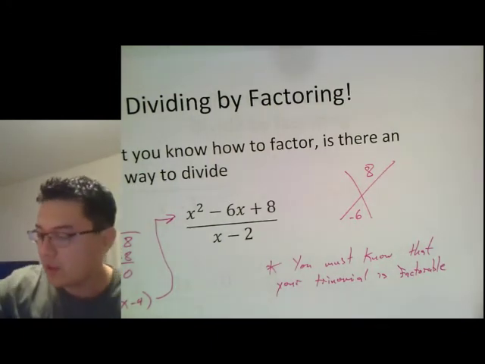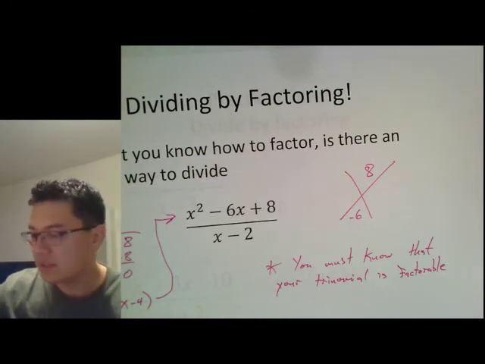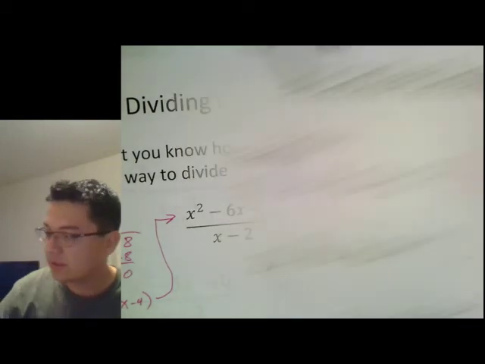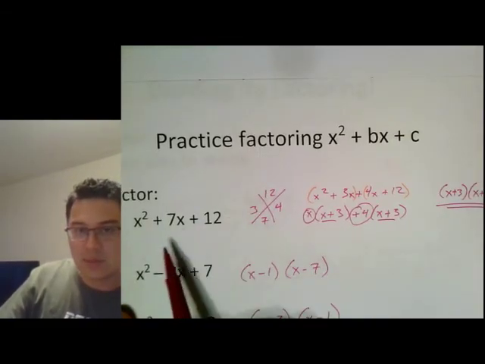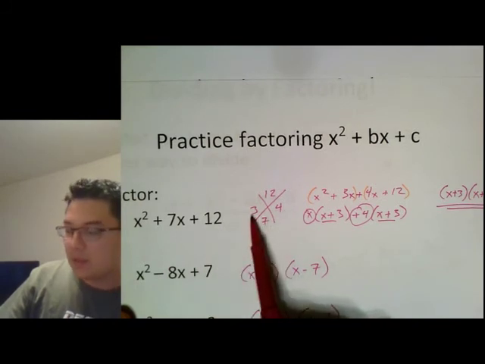Okay, so what we're going to do is we're going to take one of those numbers. You're going to notice an interesting relationship here. Let me see if I can grab one here. Let's look at number 1 on our last one here. So we had 12 and 7, so this is the x squared plus 7x plus 12. And we had 3 and 4 as our values.